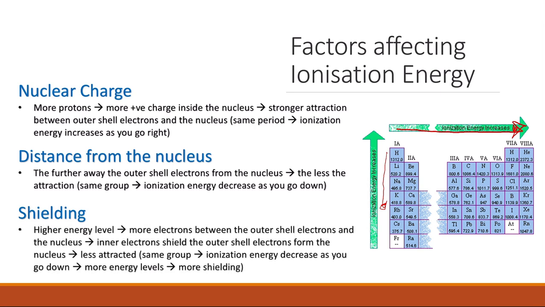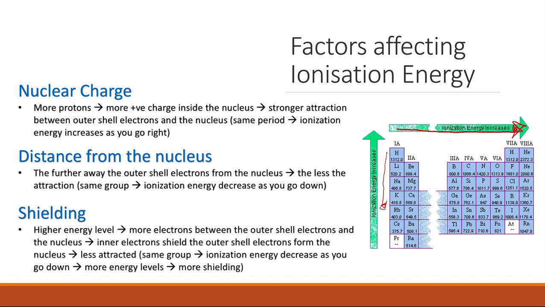So what is shielding? If the outer shell electrons are in a higher energy shell, that means there are more electron shells between the outer shell electrons and the nucleus. Because there are a lot of electrons between them and the nucleus, the increase in the number of these electrons will shield the outer shell electrons from the attractive force of the positively charged nucleus. So the outer shell electrons become less attracted to the nucleus and will be easier to remove, which means that the ionization energy will decrease.